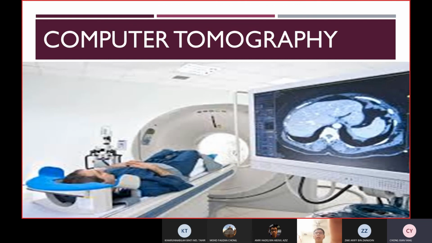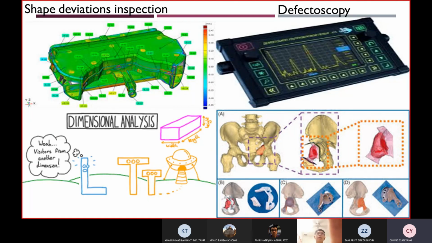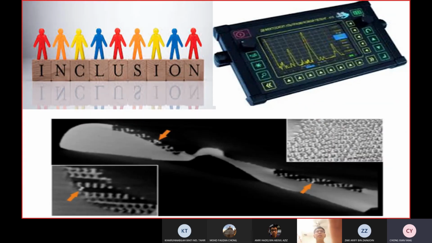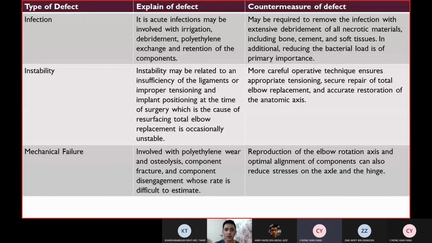For the quality control part, we use the computer tomography method. There are three parts here, which are shape deviation inspection, defectoscopy, and dimensional analysis. For the defectoscopy, there will be inclusions in which there are many air bubbles in between. There are three types of defect, most likely first infection, second instability, and mechanical failure.